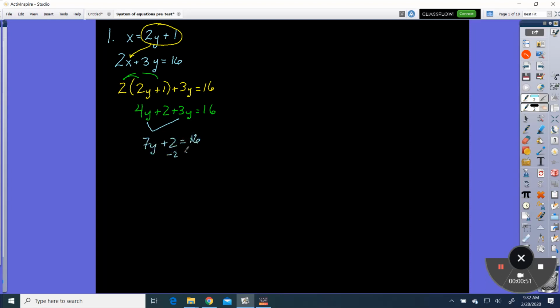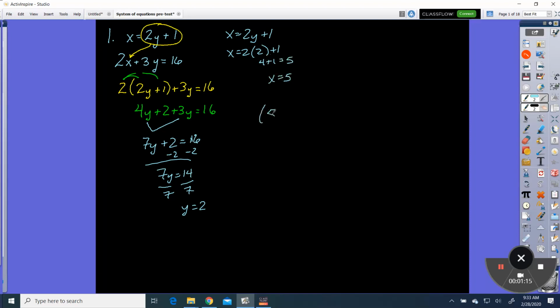So now you're going to minus 2 from each side. So you have 7y equals 14. Divide it by 7 and y equals 2. Now the nice thing about substitution is you already have what x equals, which is 2y plus 1. So now you just replace that y with 2, and it'll give you what x equals. So 2 times 2 is 4, plus 1 is 5, so x equals 5.